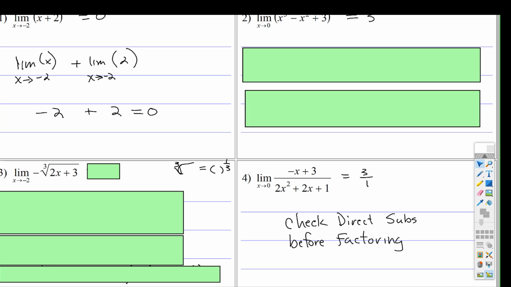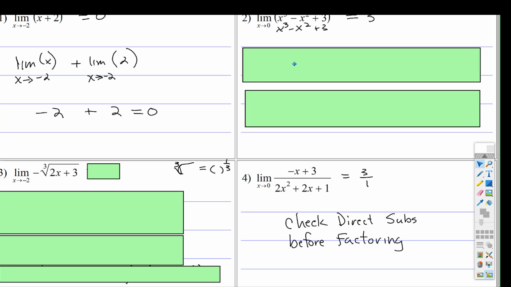All right, so let's come over here. I don't know if you can quite see that, but that says the limit as x approaches 0 of the function x cubed minus x squared plus 3. When you substitute in 0, 0 minus 0 plus 3 is 3.